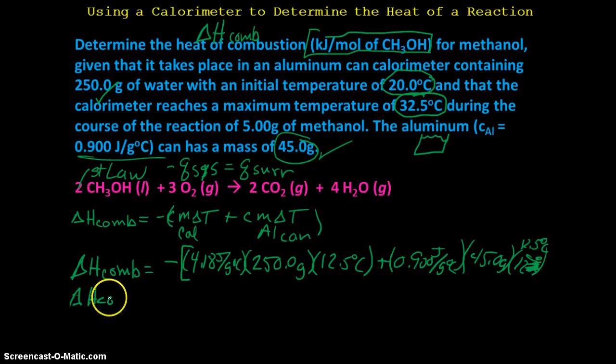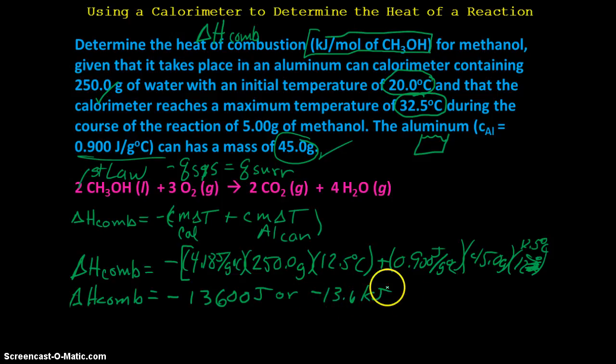Okay, so delta H for combustion then just requires the calculation of these numbers, so I'm going to do that real quick. 4.18 times 250 times 12.5, and I'm going to add to that 0.9 times 45 times 12.5. That comes out to negative 13,600 with applying some significant figures here, joules, or I'm going to go ahead and call this negative 13.6 kilojoules. Okay, so that only difference here was that we had this and this as opposed to one thing before.